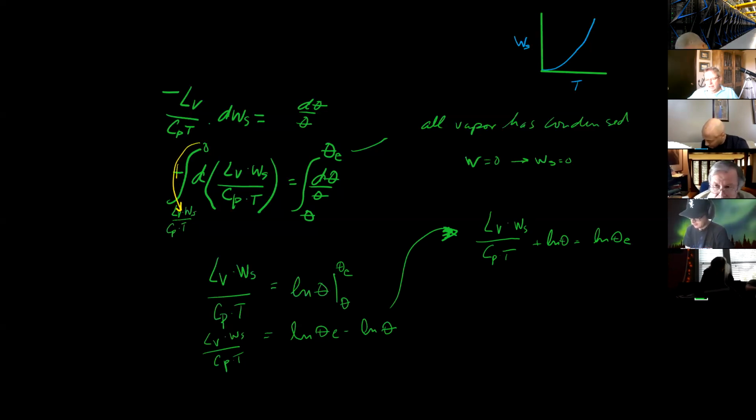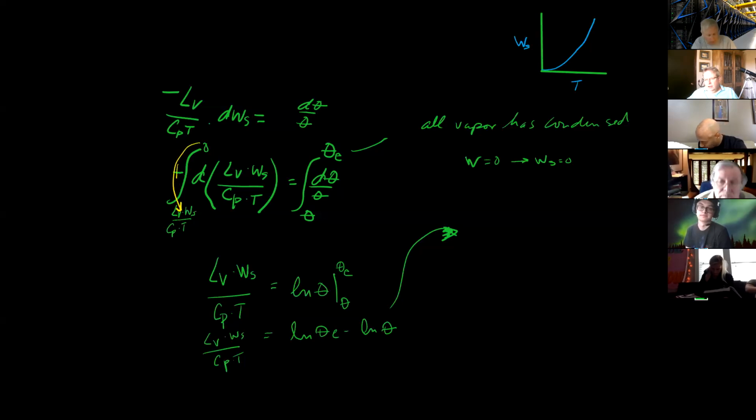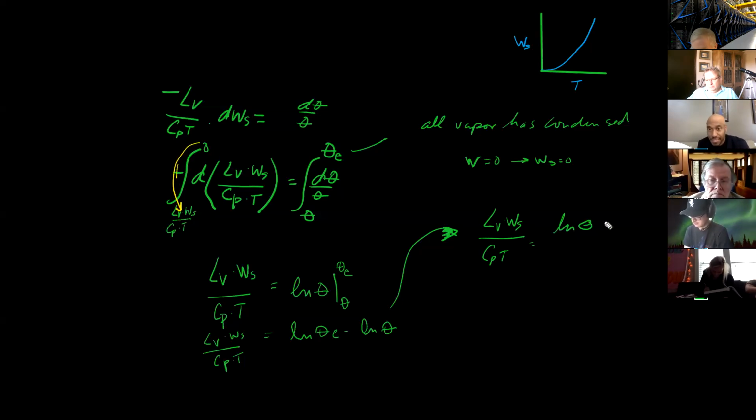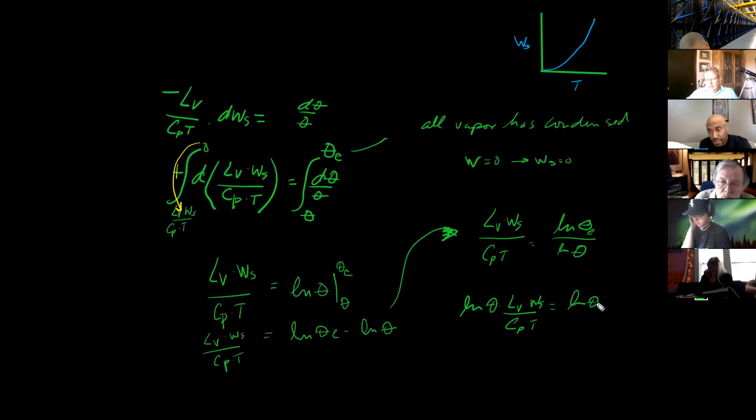Actually, let me undo this. Please forgive me. I think this is a better way to explain what I'm doing over here. There's another rule of logs: divide them. The natural log of theta E all over the natural log of theta. Multiply through, so I get natural log of theta times LV WS over CPT equals natural log of theta E. And then I can take the anti-log and I get theta to the LV WS over CPT equals theta E.